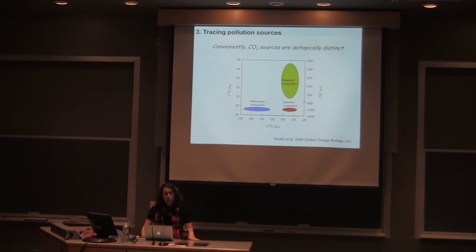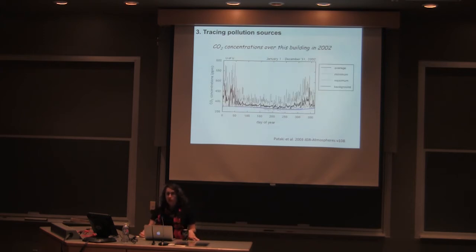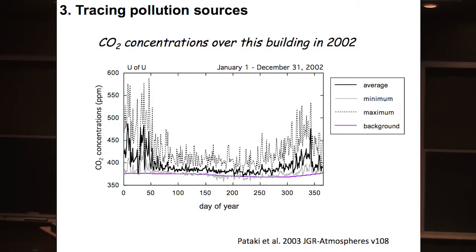Okay, so if you have that information, now you want to use it. And so this is the CO2 concentration over this building in the year 2002, which is the year that the Olympics were here. They were right here on campus. It was really cool. And this was the CO2 concentrations in that year. So the average daily concentration is the thick black line. The dashed line at the top is the maximum for that day.